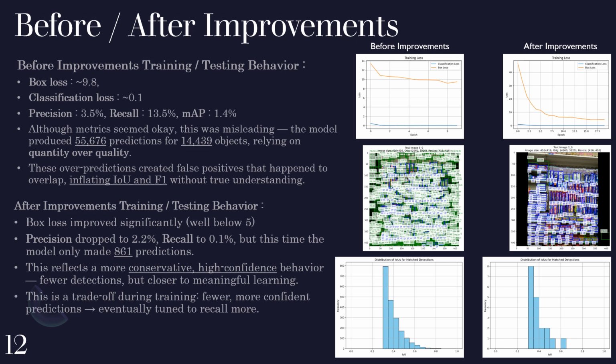So after finding this out and then we began to implement our improvements, the model became way more selective. Box loss dropped significantly, as you can see on the graph on the right. And even though our recall also dropped and we were only making 861 predictions, it means our model is much more confident and less noisy. This is the trade-off that we wanted to see early into tuning. Fewer guesses, but better guesses.